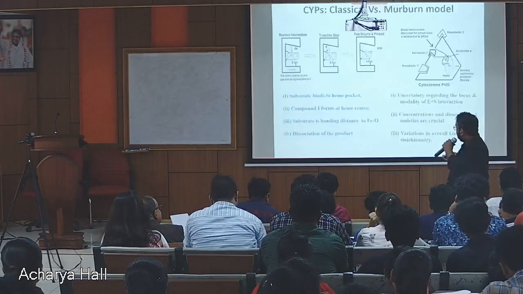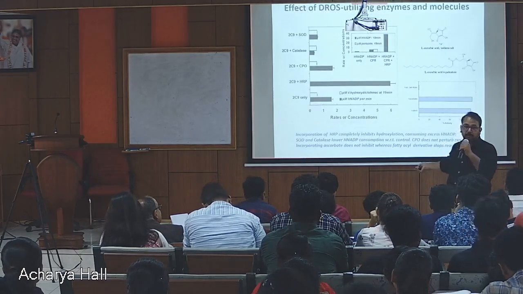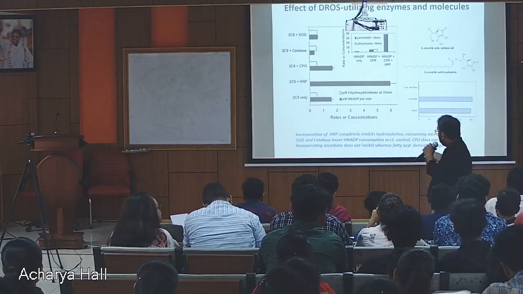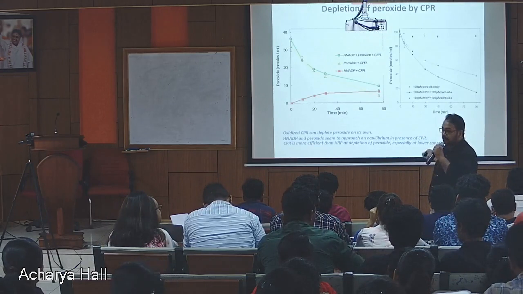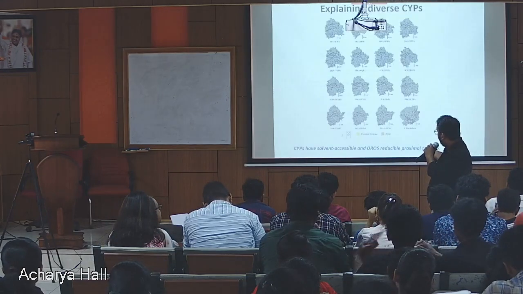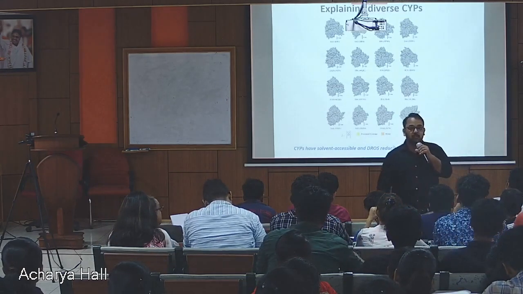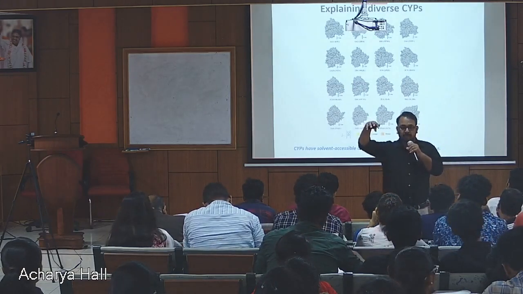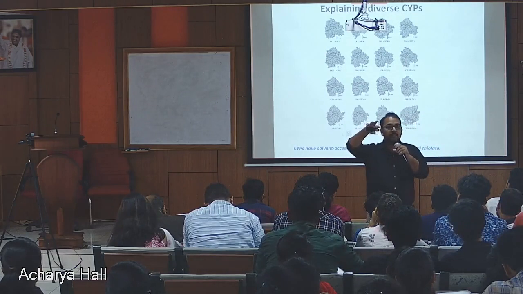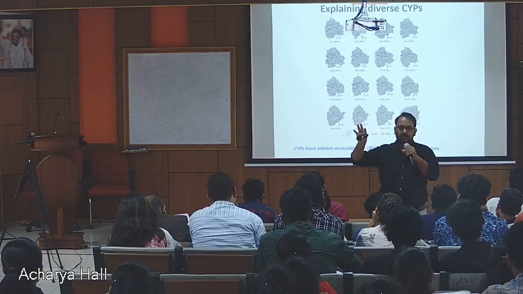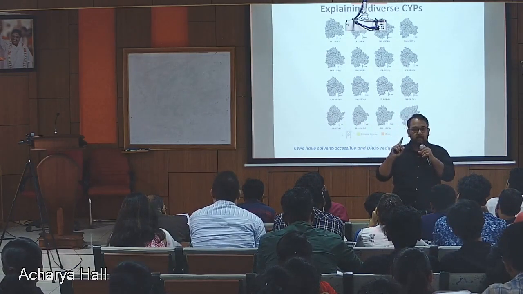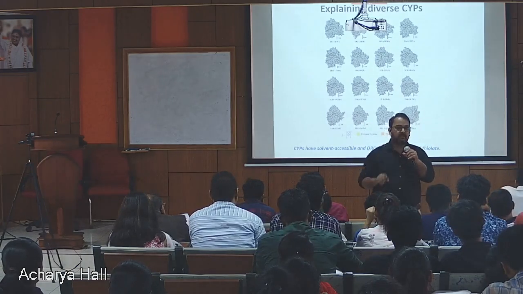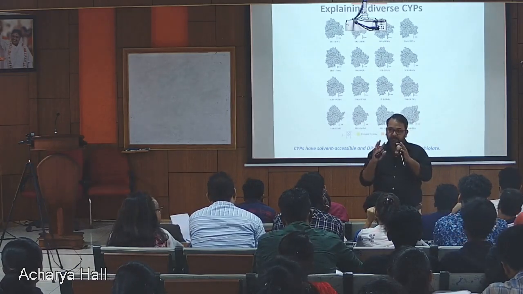Now, we are talking with respect to DROS, right? Murburn drives on dissolved reactive oxygen species. So we hypothesize that it's not only that this particular distal pocket has to be there and the binding has to be there so that the reaction can happen. We are talking about the diffusion of the radical species that can happen. And for that, we studied the whole structure very systematically.